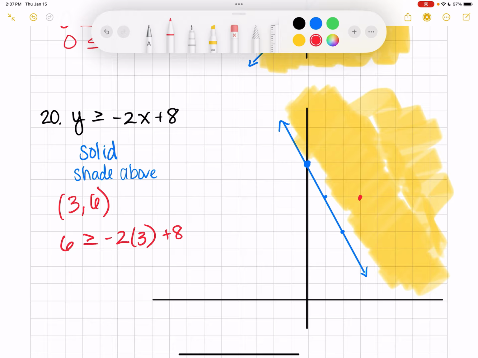Negative 2 times 3 is what? Negative 6. Negative 6 plus 8 is? So 6 is greater than or equal to 2. Is that accurate? So I know I've shaded correctly.